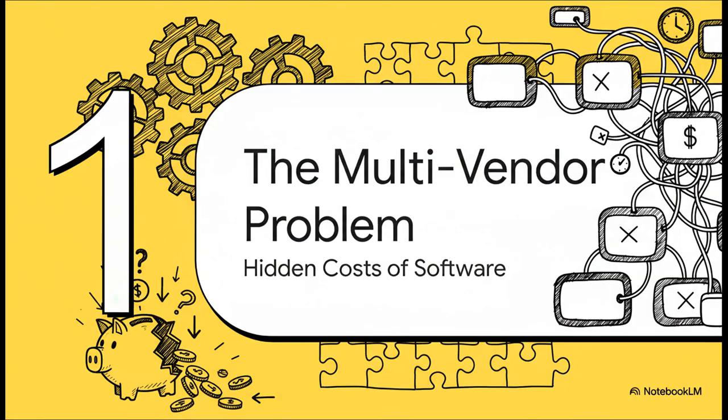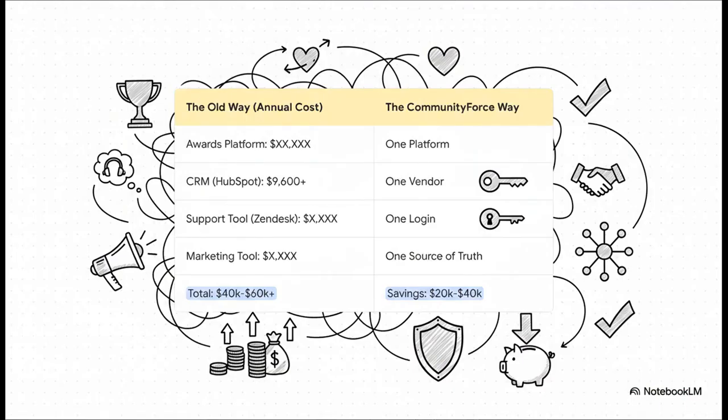Okay, let's dig into that first point, the multi-vendor problem. Because it's not just about it being a little inconvenient. We're talking about very real, often hidden costs, both financial and operational, that come from using all this disconnected software. And when you actually look at the numbers, it's pretty shocking how fast it all adds up. You have your main awards platform, sure. But then you layer on a CRM like HubSpot, that can be almost 10 grand a year right there. Tack on a support tool like Zendesk, a marketing tool like MailChimp, and all of a sudden you're looking at a bill for $40,000 to $60,000 every single year. The CommunityForce way brings all of that into one platform, which could save you tens of thousands of dollars.